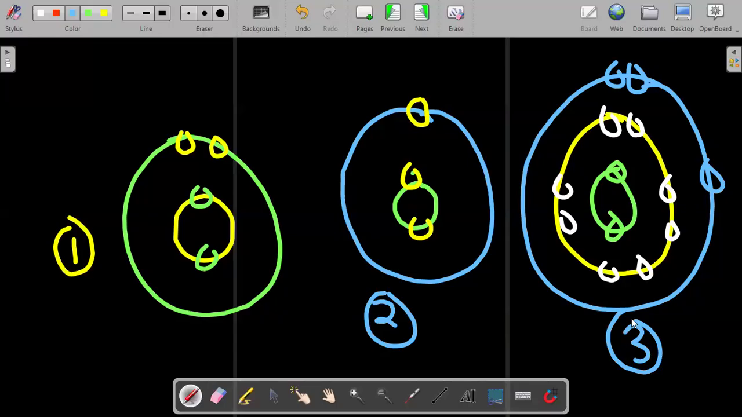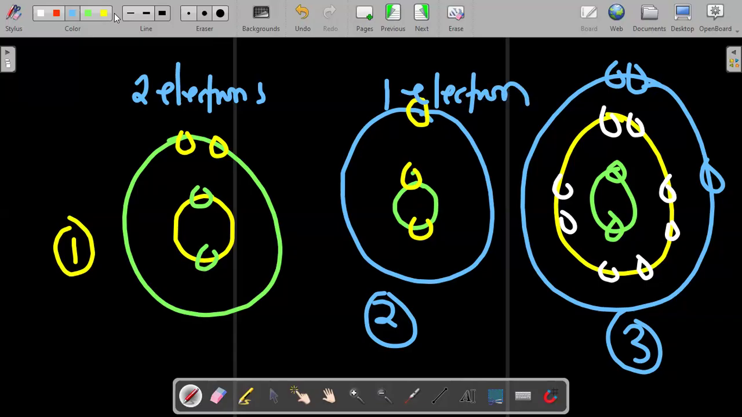So how many electrons are in the outermost shell of the first one? 2. Thank you. This is 2 electrons, right? So let's take note of it. How many electrons are there in the second one? 1. Thank you. 1 electron. How many electrons are there in the third one? 3. Thank you. It's 3 electrons.